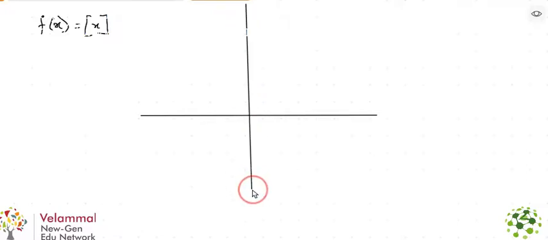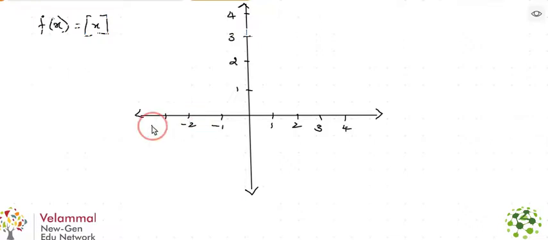So if a question comes for 1 mark and you are asked to show whether it is continuous or not, you can draw the diagram and tell if it is continuous or not. 1, 2, 3, and 4. I'm plotting a few points, okay? And you know this is 0.